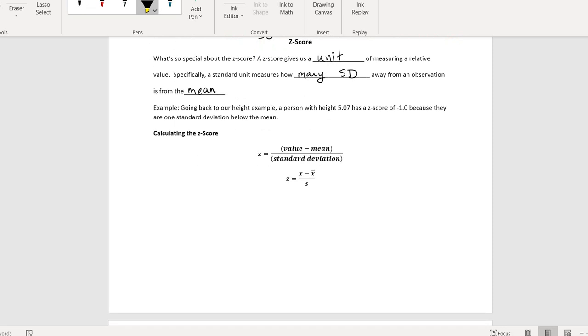So here's how you calculate the z-score. You're going to take the value minus the mean and then divide by the standard deviation. Now, when you're doing this on a calculator, it's important that you put parentheses around that top part. That way you're telling your calculator that you're grouping those things together.